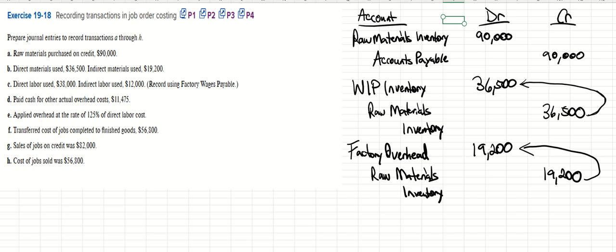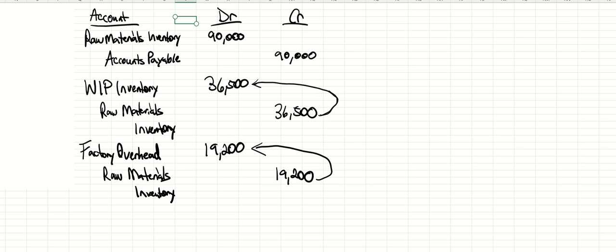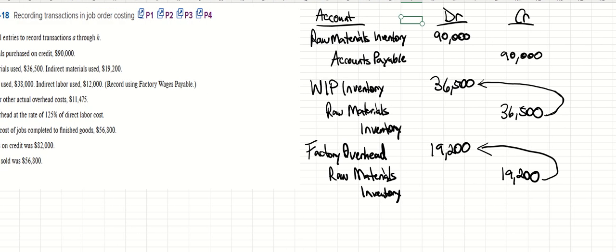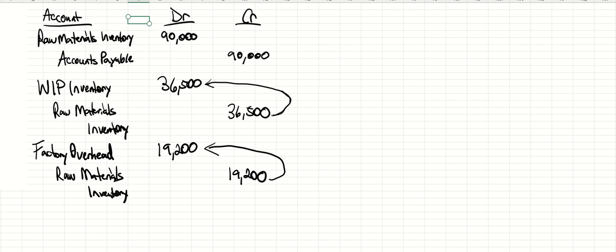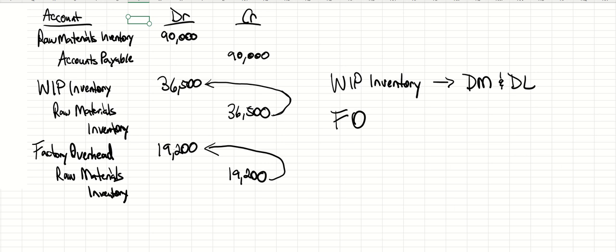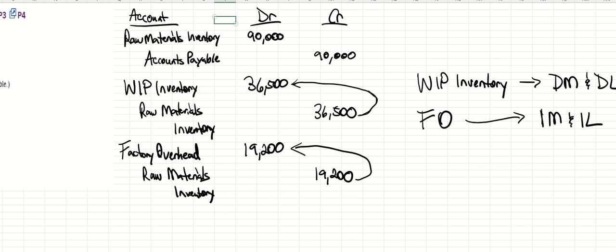So we just transferred the balance from raw materials to factory overhead. Again, what's being transferred over to the work in process inventory account? What gets transferred to WIP inventory, or work in process, are your direct materials that were used and direct labor. What gets transferred over to factory overhead, which I'm going to abbreviate as FO, are your indirect materials and your indirect labor.